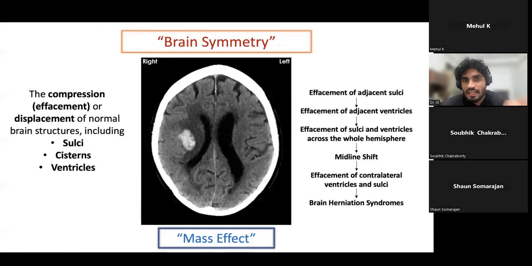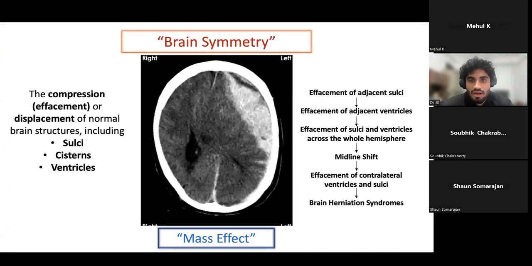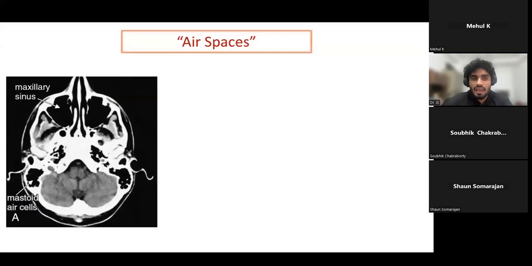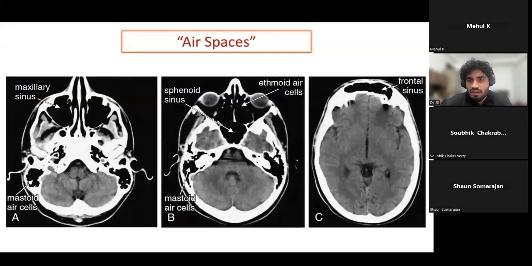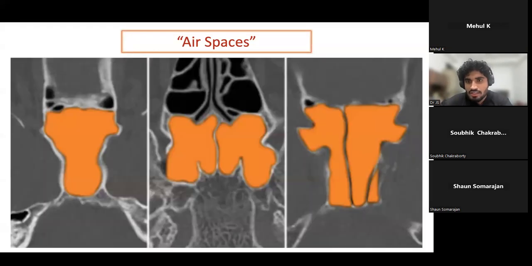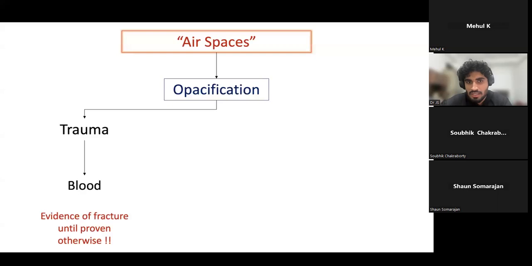So I'll discuss the other part as well, the artifacts and the thing. I'm just narrating this one. So, any air spaces: maxillary sinus, frontal. These are the frontal sinuses. So these are the spaces.